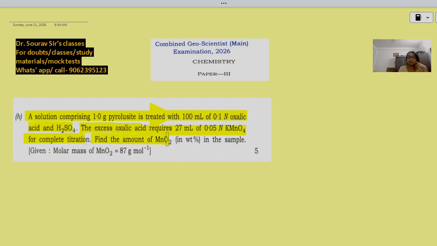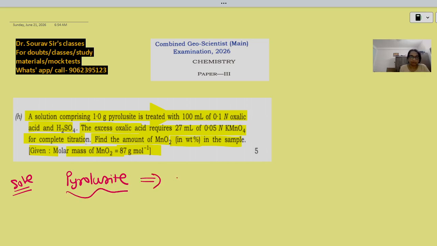Find the amount of manganese dioxide in weight percentage in the sample, given that the molar mass of manganese dioxide is 87 grams per mole. It is a titration between KMnO4 and oxalic acid. This is an analytical question. Pyrolusite is the ore, and the mass of the pyrolusite is 1.0 gram.